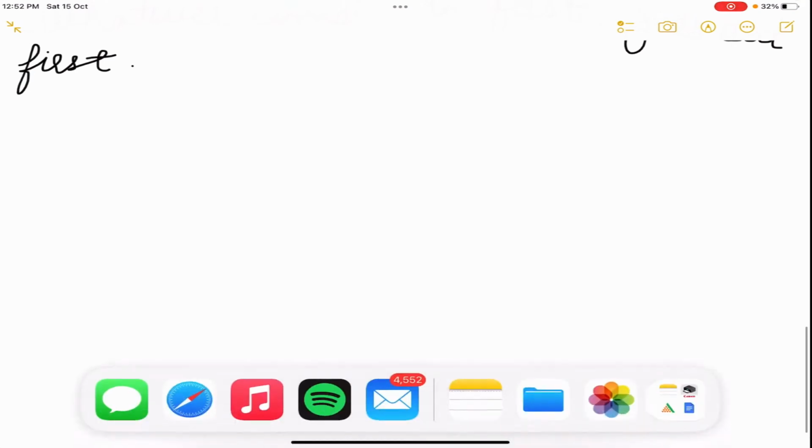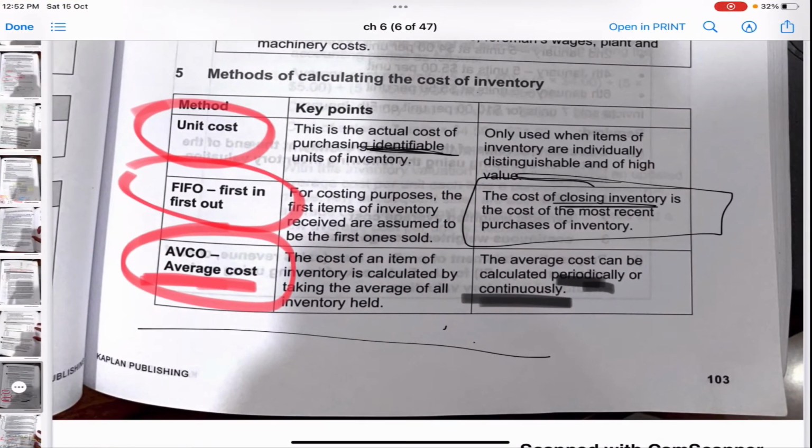Okay, now let's first go and do the theory here. So what is mentioned in unit cost? This is the actual cost of purchasing identifiable units of inventory. So whatever the units is there, and if you have the value of 1, you just multiply it. Only use when items of inventory are individually distinguishable and of high value.